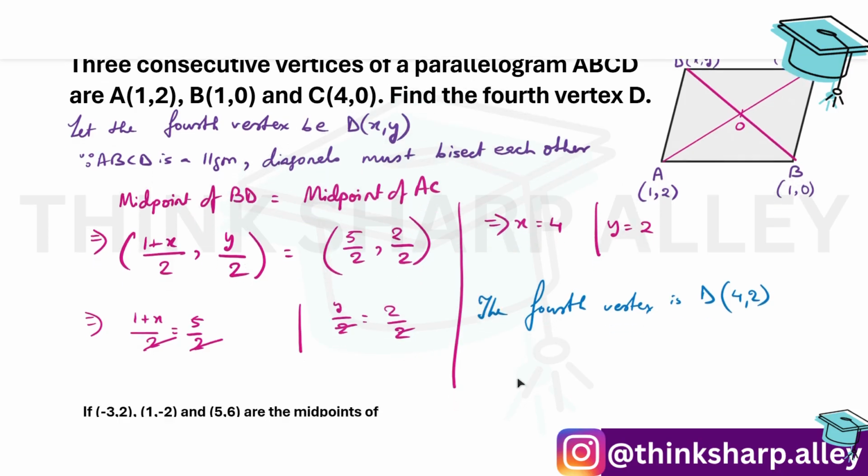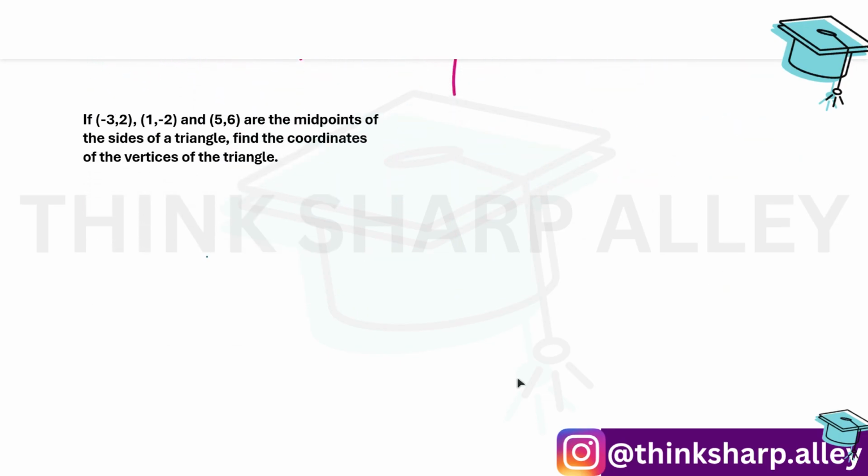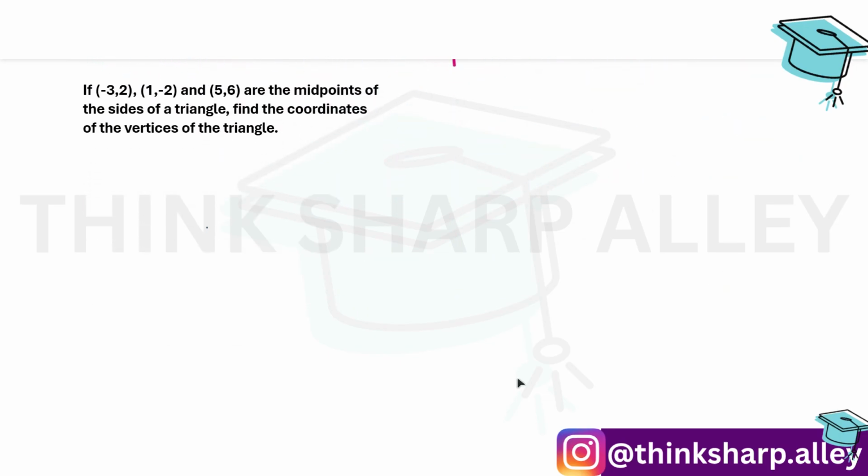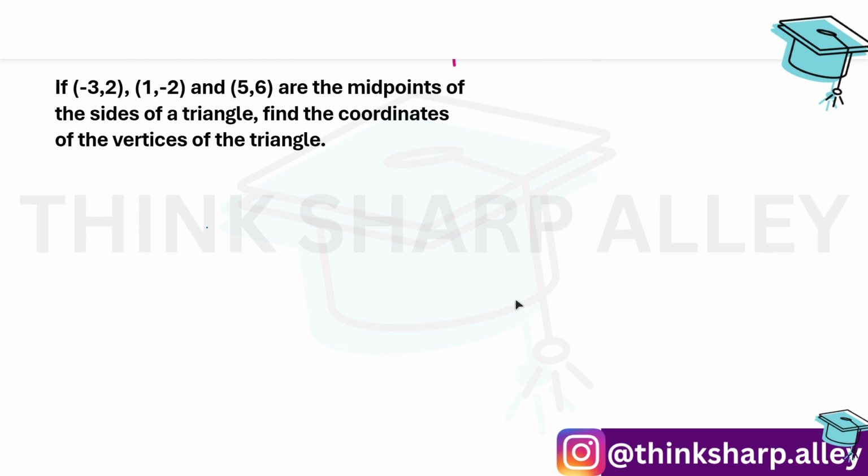Now let us look at one final question. It may look a bit lengthy, but the concept involved is very simple. It's just repeated application of the midpoint formula. Here we are given the midpoints of the sides of a triangle and we have to find the coordinates of the vertices of the triangle. So let us draw the diagram first.